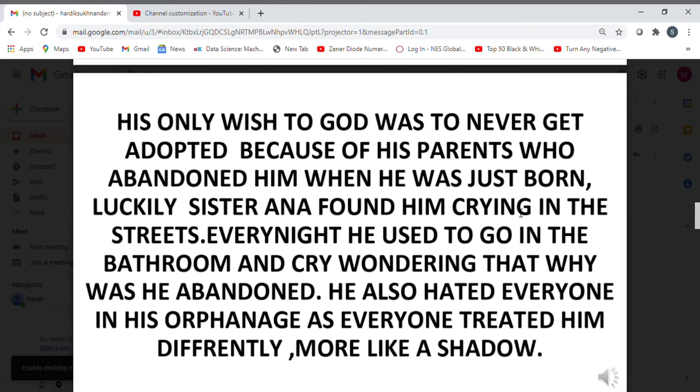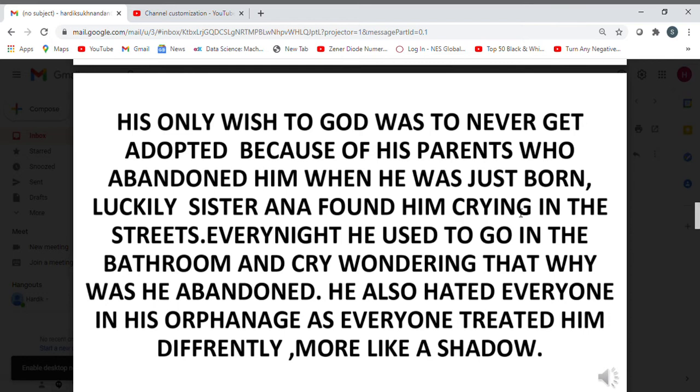You must not leave the main things, because if you give the character a theme, then if possible there should be a reason for it, because why would you give a reason that he's handicapped? He was just made that way. But you can give a reason for why he was depressed. Every night he used to go in the bathroom and cry, wondering why he was abandoned.